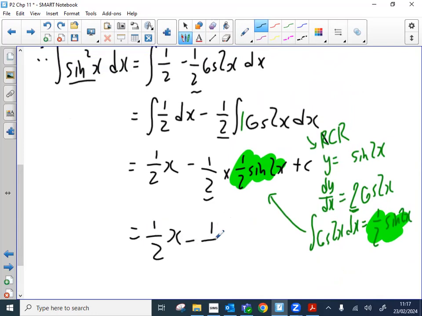A half times a half is a quarter sine 2x, plus c.